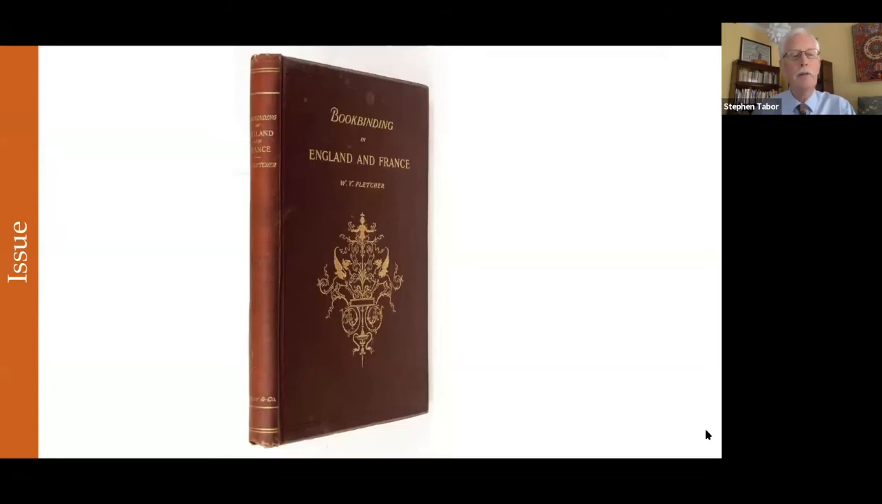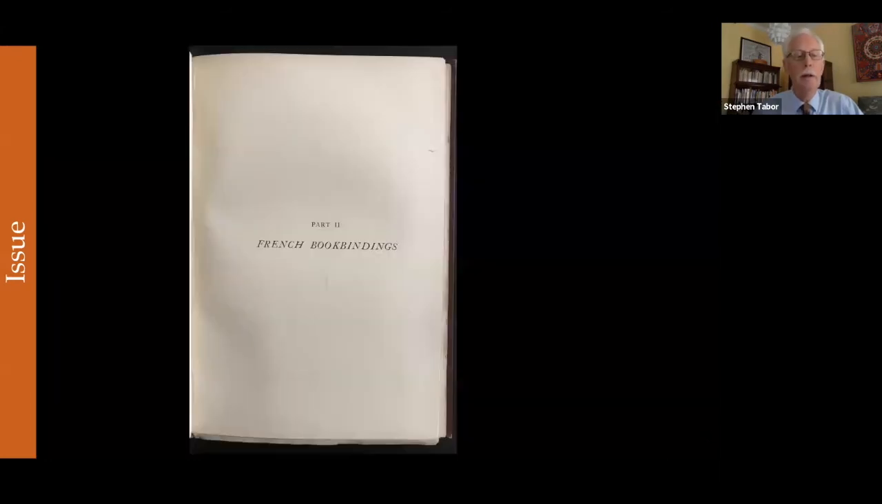Three years later, the same publisher brought out Fletcher's Bookbinding in England and France. This consisted of a resetting, a new printing of Fletcher's previous work on England, combined with leftover sheets of his France book. They cut out the title page and substituted this new divisional title. Everything after is the original sheets. This is the second issue of Fletcher's France book, same first printing.